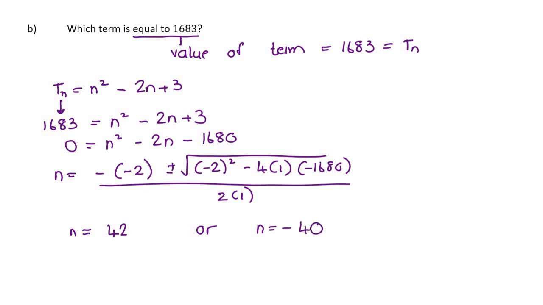Now you can't possibly have a term in the negative 40th position. So my position cannot be negative. So if I land up with negatives or if I land up with fractions, that couldn't have possibly worked if 1683 is actually a term in the sequence. But this question said which term is equal to, so it's told me it's a term in the sequence. So therefore, it's term number 42. And so one of these answers will be one that you cross out. If you got both of them negative or both of them fractions, then you know you've made a mistake, because this is a term in the sequence, and so you have to get one answer that makes sense.